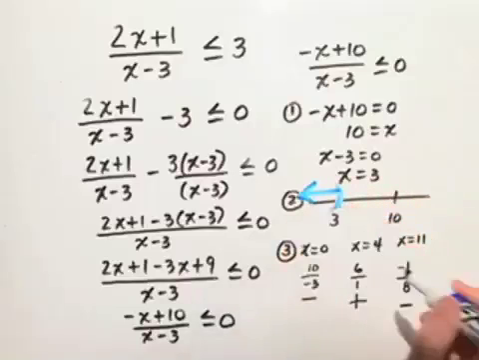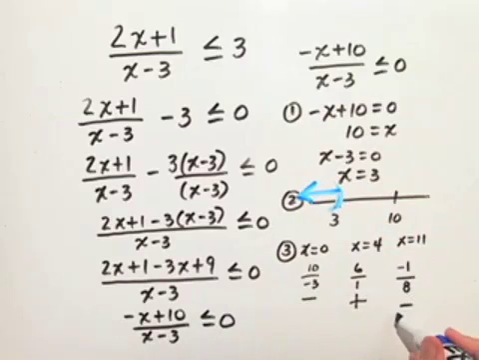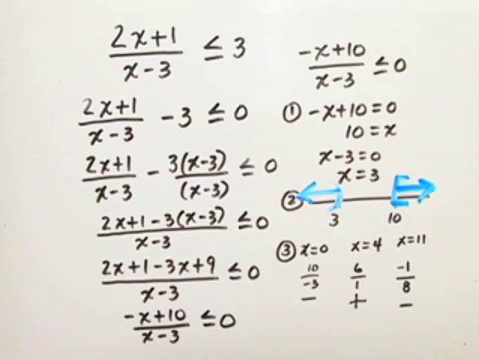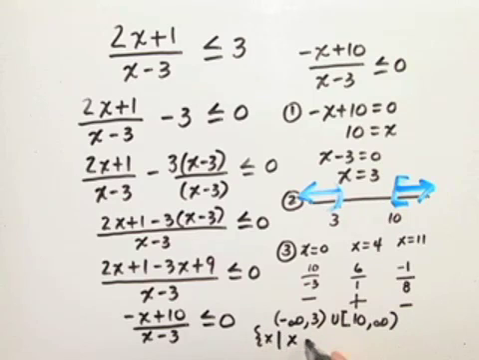So I want numbers to the left of 3, not including 3, or the other place we have negative values are at 10 and to the right of 10. So there's my graph. How do I write this solution in interval notation? I write it as negative infinity up to, but not including 3, union 10 to positive infinity. And the last thing I want to do is write my answer in set builder notation. And I would write the set of all x such that x is less than 3 or x is greater than or equal to 10.